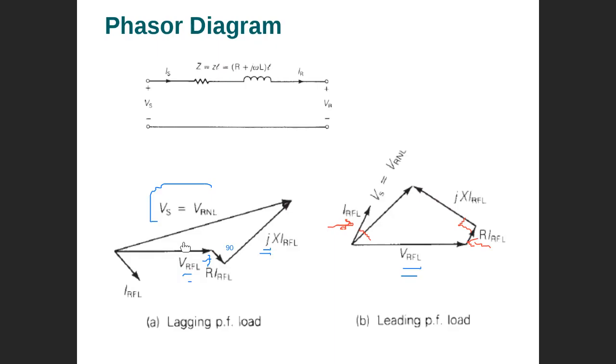Here, because of the lagging power factor, for VS you need more pressure. You need more voltage on the sending end for a lagging power factor. Okay. So for a leading power factor, this will be the drawing here. Any question here? Lagging and leading. You may already be familiar with this from the machines course.